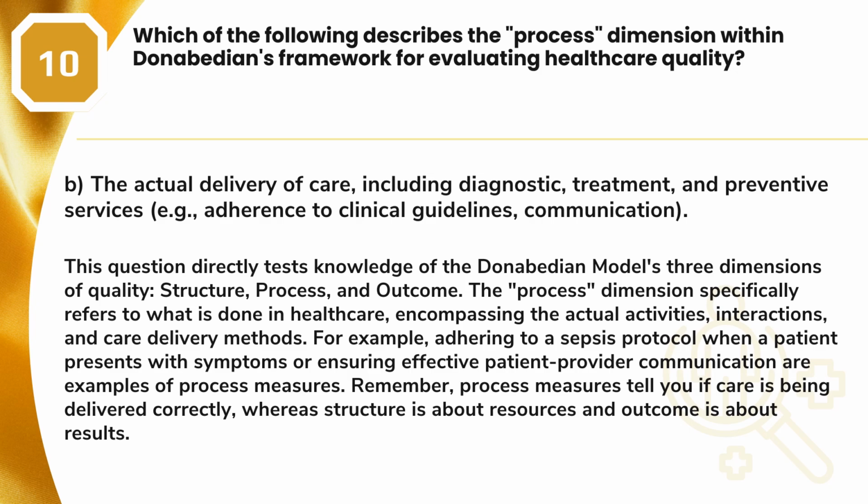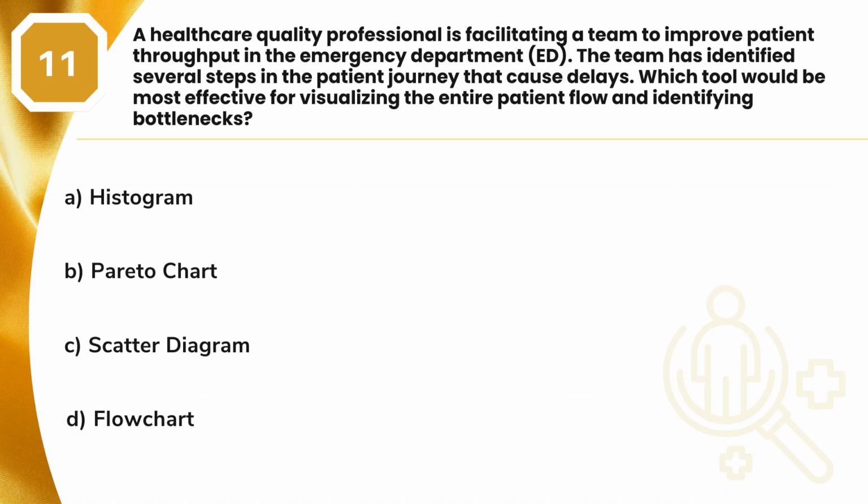For example, adhering to a sepsis protocol when a patient presents with symptoms or ensuring effective patient-provider communication are examples of process measures. Remember, process measures tell you if care is being delivered correctly, whereas structure is about resources and outcome is about results.